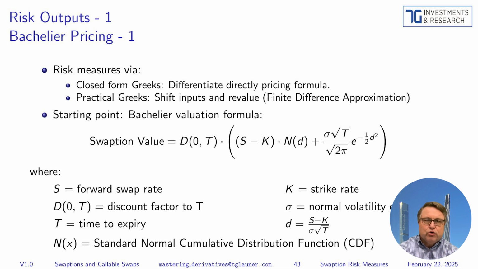The change in price is then the sensitivity. This method to calculate practical Greeks is also called a finite difference approximation in mathematics, physics, or engineering. Let's first focus on the Bachelier valuation formula for a swaption. It's a complicated formula and goes beyond the course to interpret the different components of the formula. I'll give you a few seconds to look at it though.